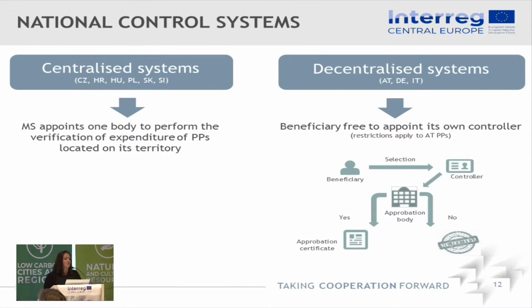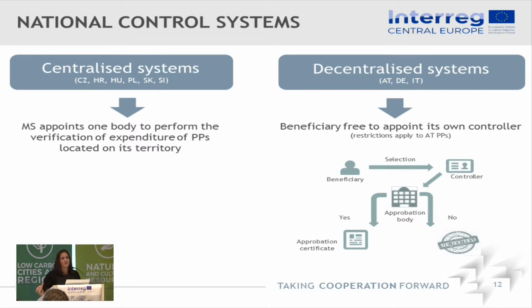And now coming a bit to the national control systems. You might know that there are different systems in place. In our program, we have some countries that follow a centralized system, and these are mainly Czech Republic, Croatia, Hungary, Poland, Slovenia, and Slovakia. And what does it mean in simple terms? In simple terms, it means that the member state appoints just one body to perform the verification of expenditure of the project partners. And therefore, there is no choice. You cannot decide, I want controller A and not controller B.